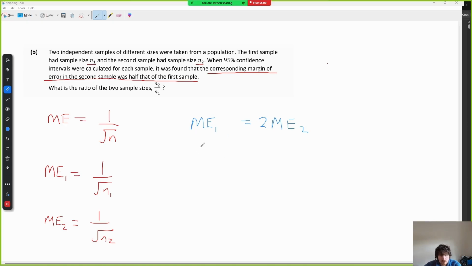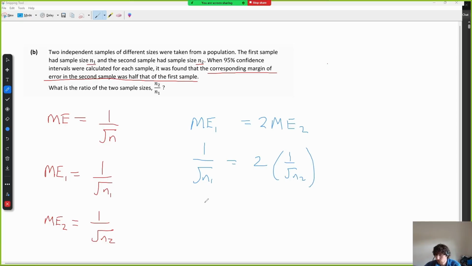So what we'll do now is the algebra. We won't be able to work out n1 or n2, there's not enough information for that, but we'll be able to work out the ratio. So let's sub in here. 1 over root n1 equals 2 multiplied by 1 over root n2.